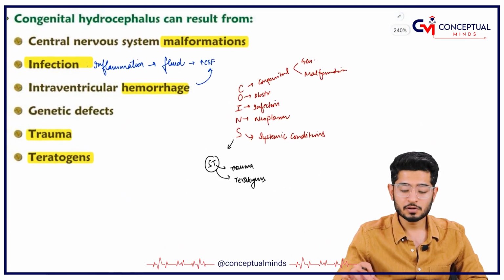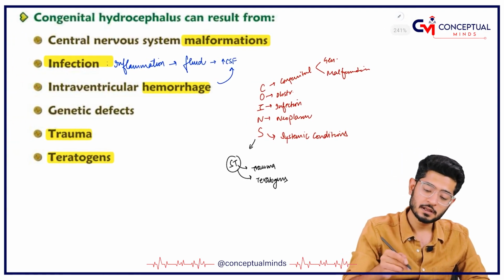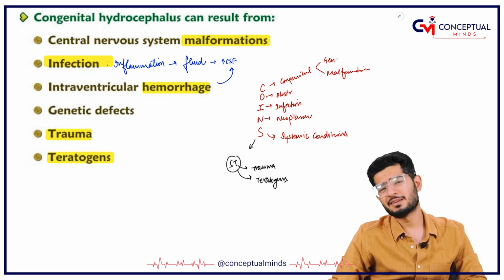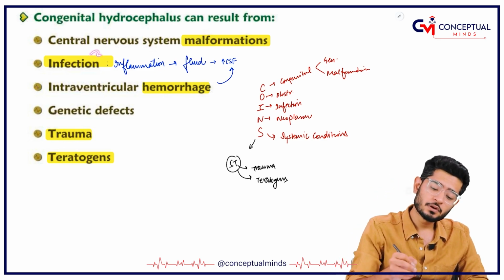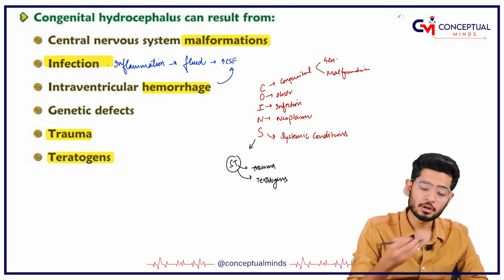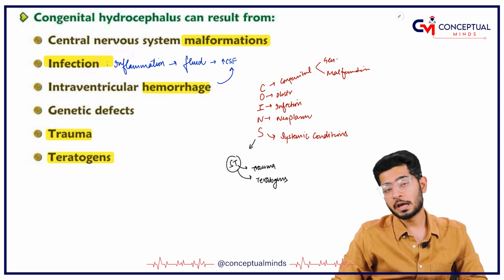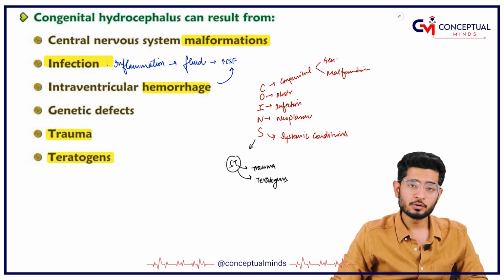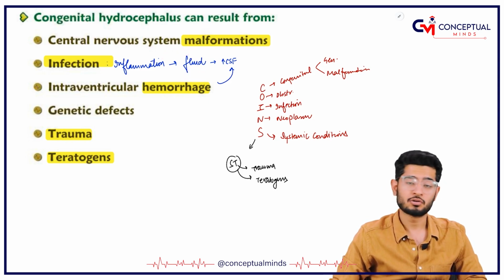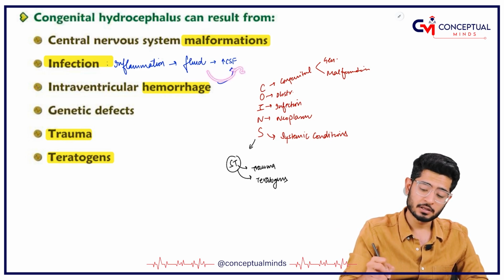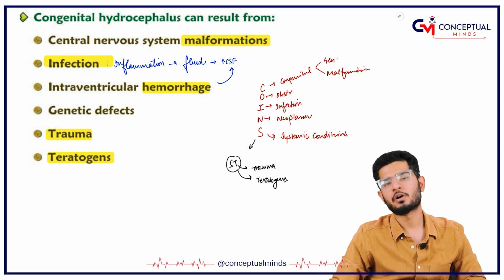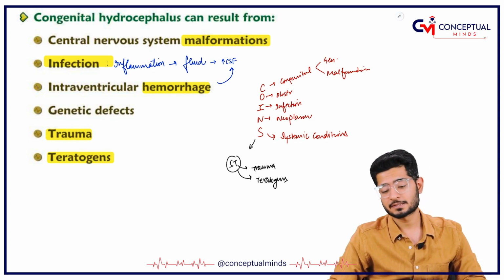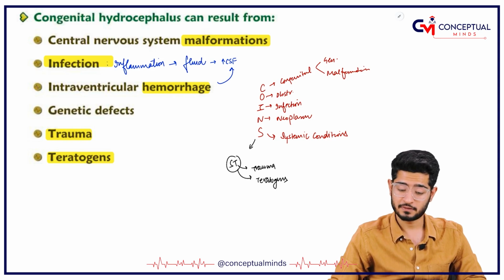Now, what are the different causes of hydrocephalus? Please understand, there are CNS malformations. There are 2-3 examples, and I'll give you those at the end of the class. Then you have infection. All infections will have inflammation, and once there is inflammation, there will be accumulation of inflammatory fluid. This fluid ultimately is going to add on to the CSF and increase the amount of CSF, or otherwise also be responsible for increasing the intracranial pressure. That's why it is responsible for causing hydrocephalus.